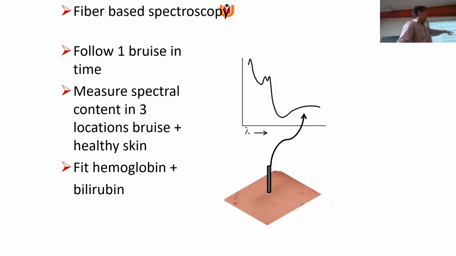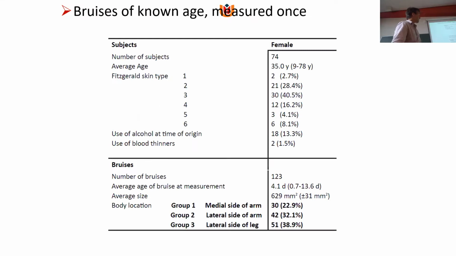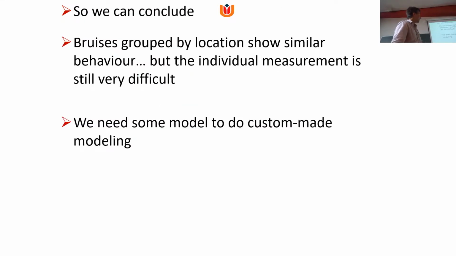So first we did some fiber-based spectroscopy using just an optical fiber to get the light in, light out. Then we got the spectrum, and here you can see a typical spectrum of blood. We did many subjects here, and it was a mess basically.